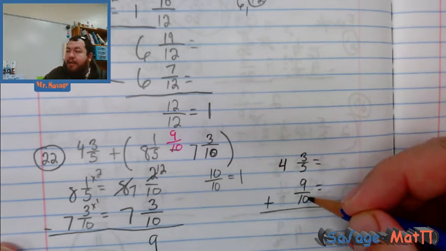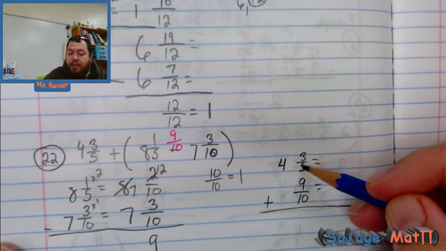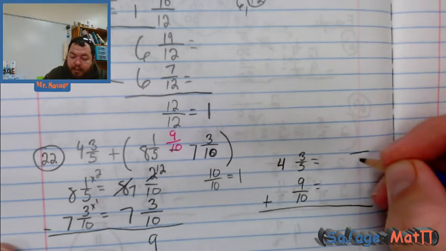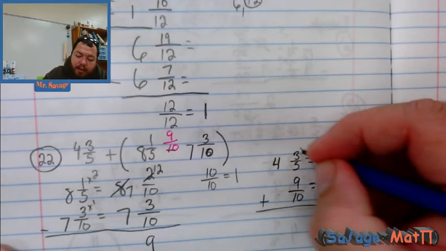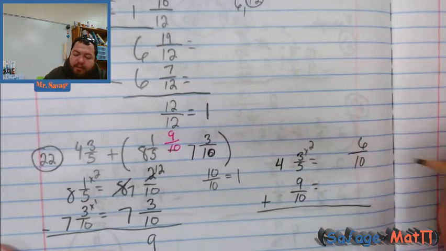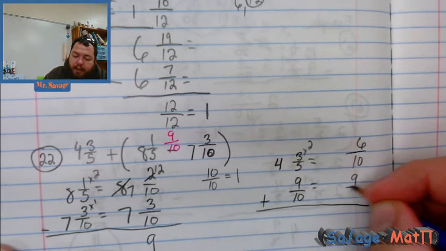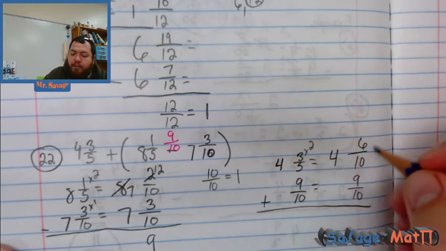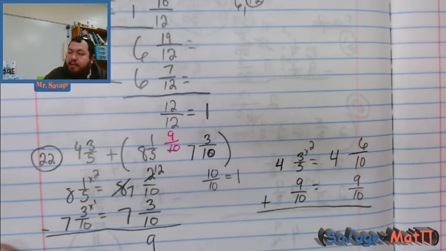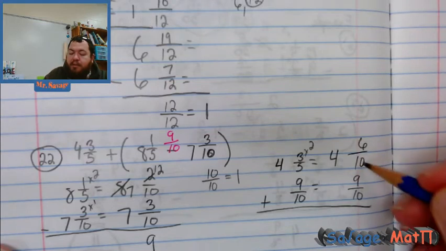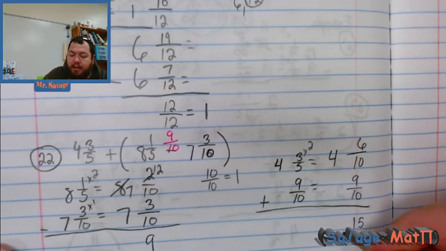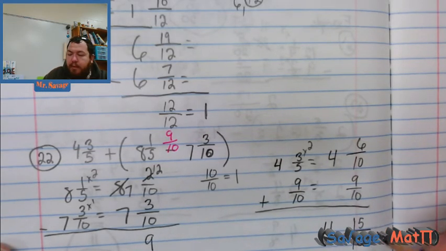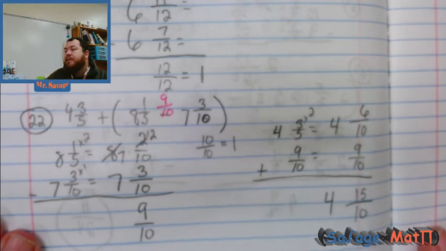So 5 and 10, what is the least common multiple? Well, I know that 5 goes into 10 and 10 goes into itself. So I need to rewrite this over 10. 5 goes into 10 two times. 3 times 2 is 6. And then I'm going to bring over 9/10, and bring over my whole number of 4. So 4 6/10 plus 9/10 is now my final problem. 6/10 plus 9/10 is 15/10. 4 plus 0 is 4. So now I have 4 15/10.